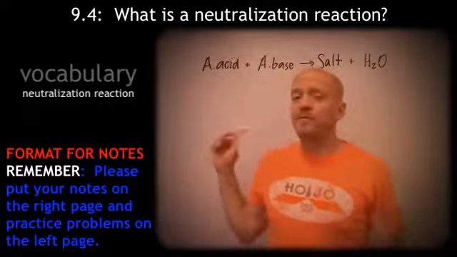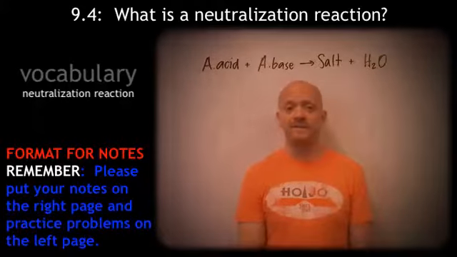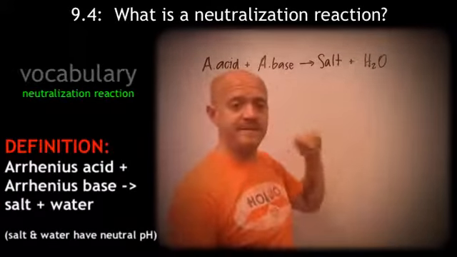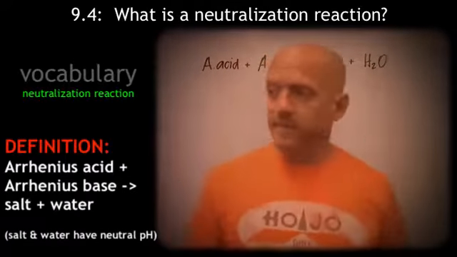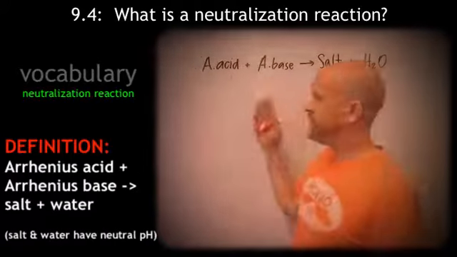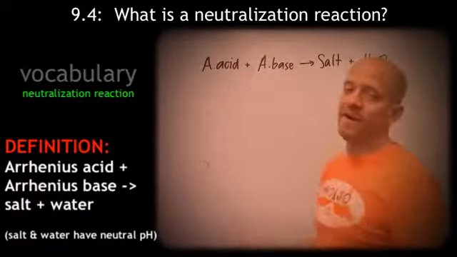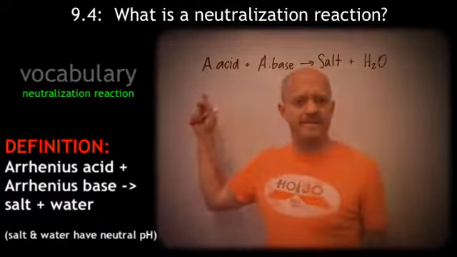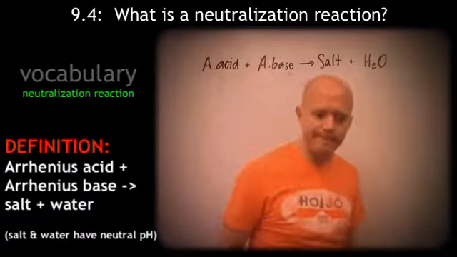Hey, today we're going to talk about neutralization reactions. A neutralization reaction is just when you add an Arrhenius acid and an Arrhenius base and you're left with salt and water. So Arrhenius acids have a low pH, Arrhenius bases have a high pH, and salt and water actually has a neutral pH. So basically what you're doing is you're kind of canceling out the low and the high with what is neutral. Okay?